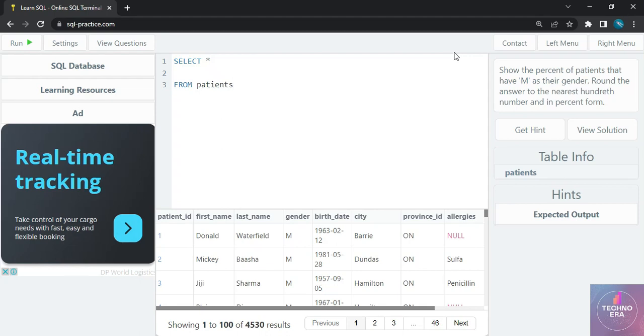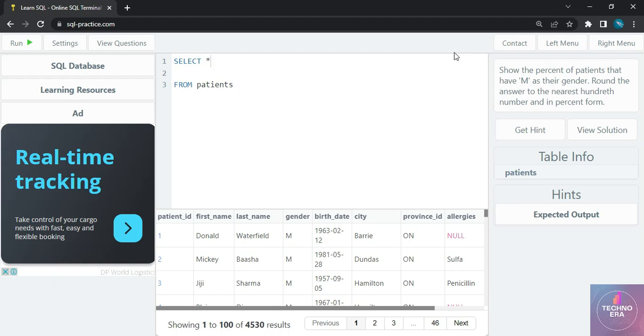The next problem of SQL is: show the percent of patients that have male as their gender. Round the answer to the nearest hundredth number and in the percent form. We have executed select star from patients to see the structure of the table.